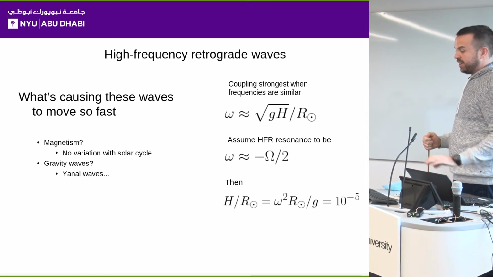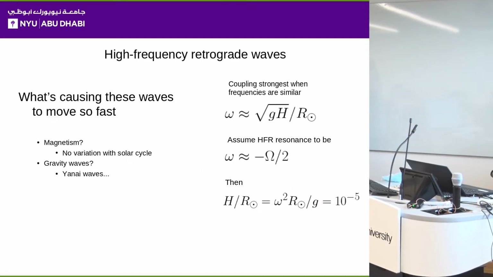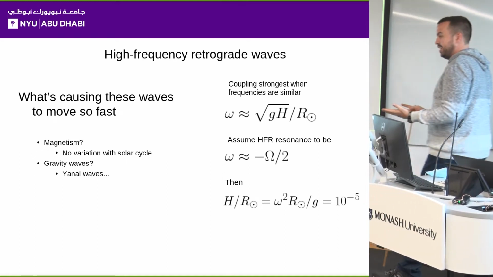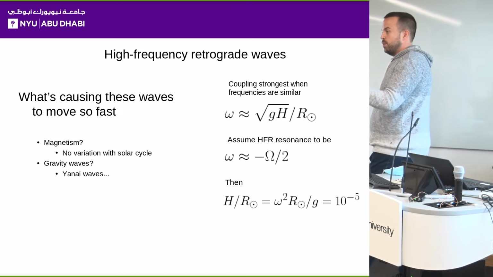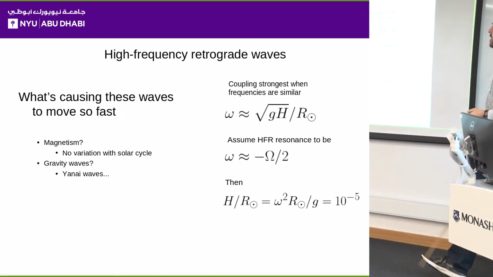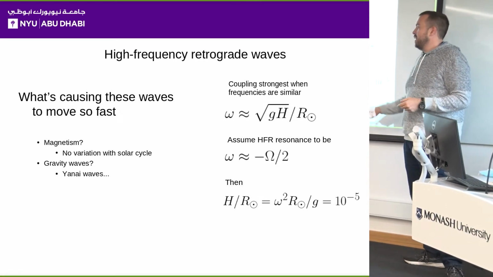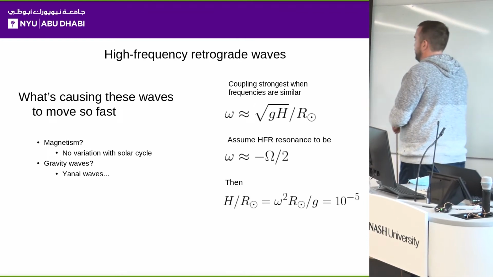Okay, but there are still other candidates. Gravity modes. So we talked about gravity waves. They're in the interior of the sun. Is it possible that the Rossby waves are coupling with gravity, producing a new set of gravity inertial waves? These are known as Yanai waves. They have been seen in the Earth. But there are a couple of problems with that.